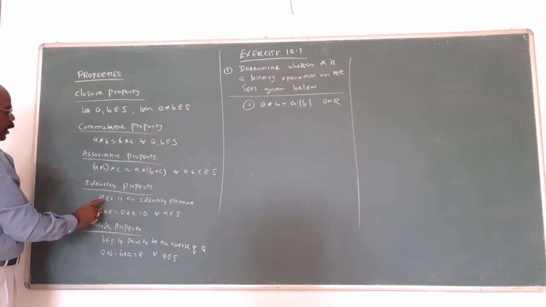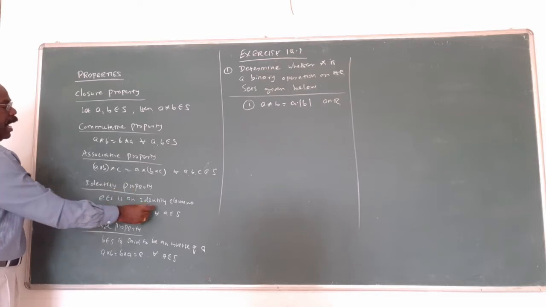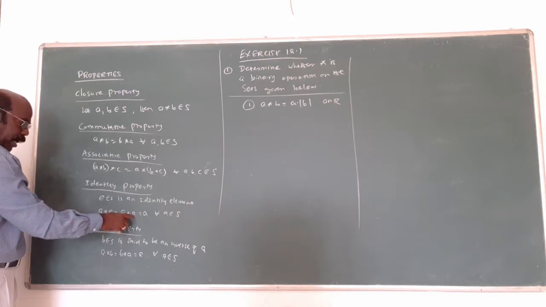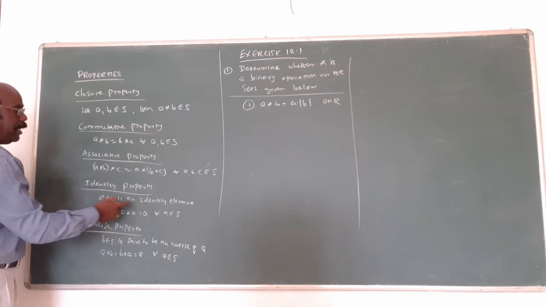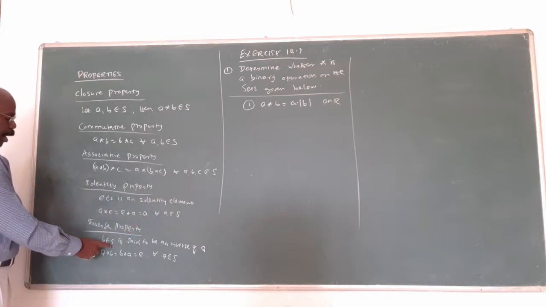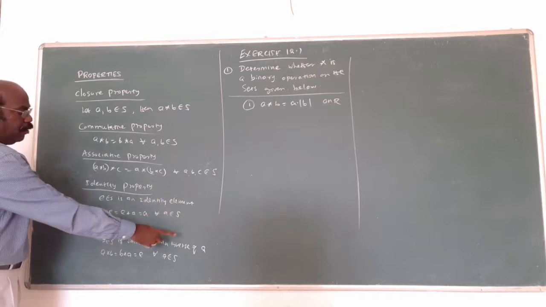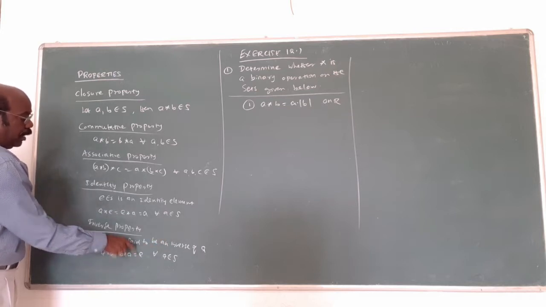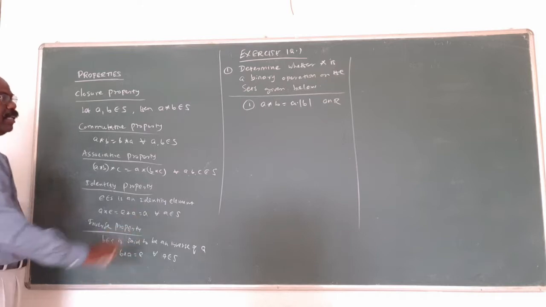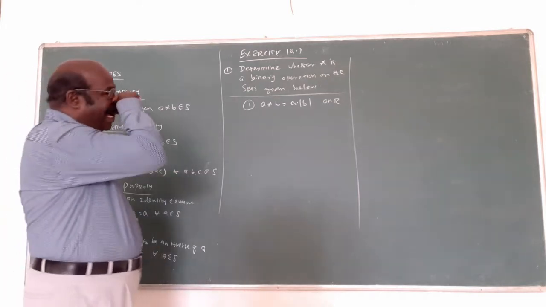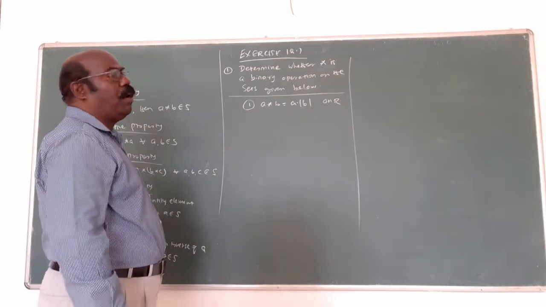Identity property means E belongs to S is an identity element: A star E or E star A equals A for all A belonging to S. The inverse property: B belonging to S is said to be an inverse of A if A star B or B star A equals E, the identity element. This is the short form. Now I use this idea. First, the 2 mark questions, exercise 12.1.